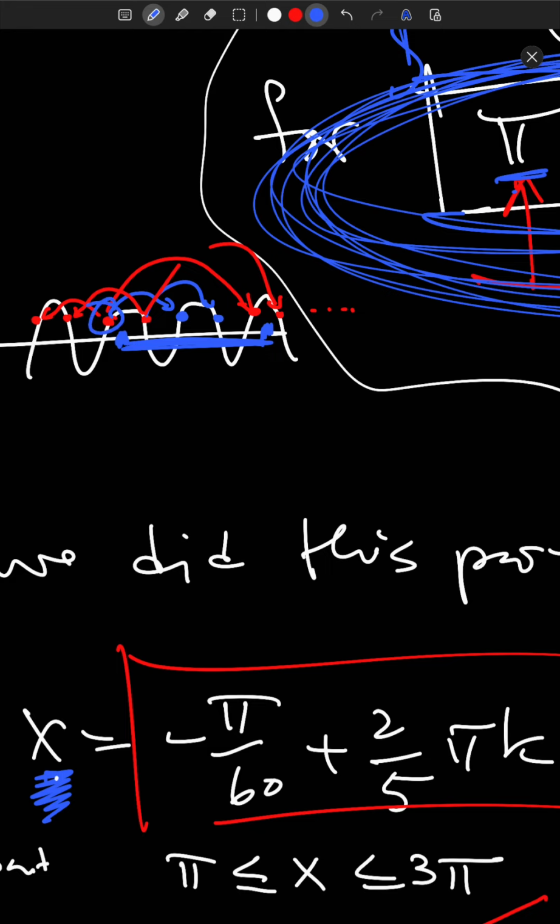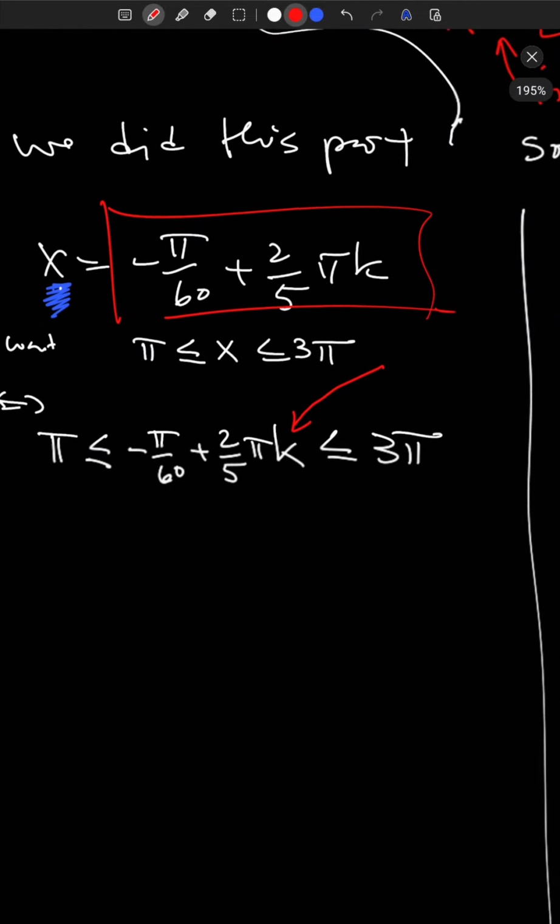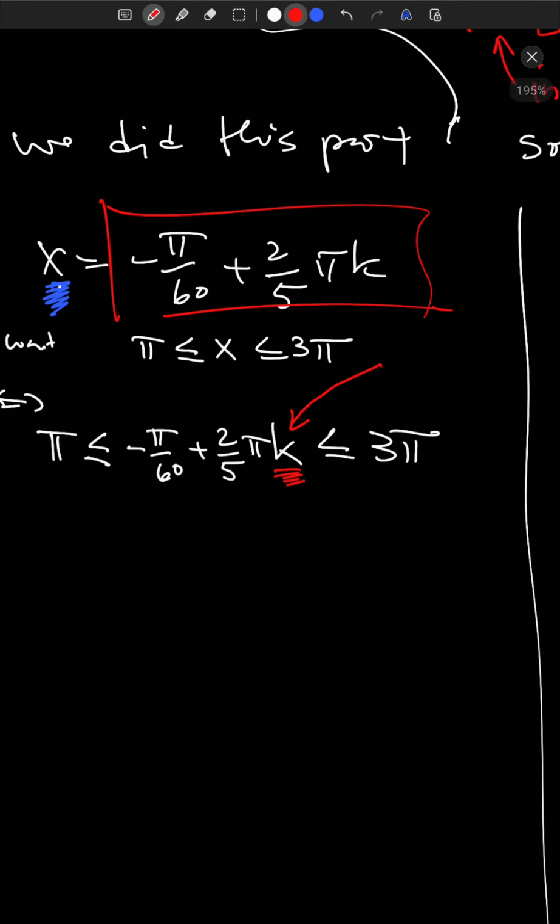This k is not going to work. This one's not going to work. The ones out here are not going to work. So only certain k will put me inside the interval that I care about. Essentially what that means is I'm solving for k here. I want to find a k that makes this expression in here, which is ultimately x, be between pi and 3 pi. So now I'm just going to solve for k.